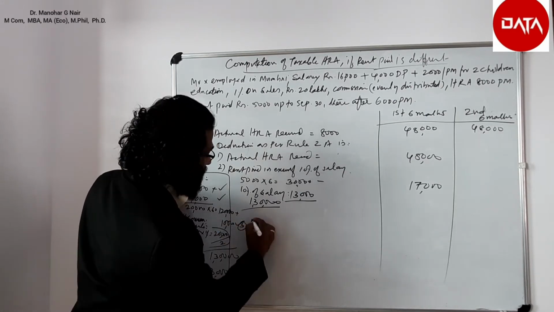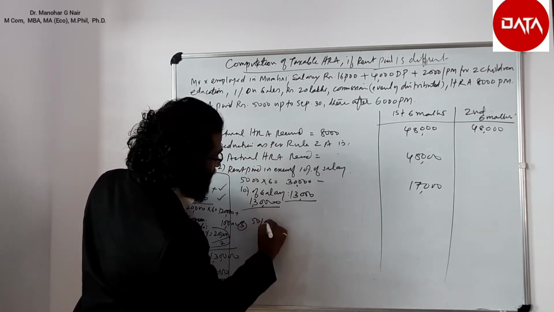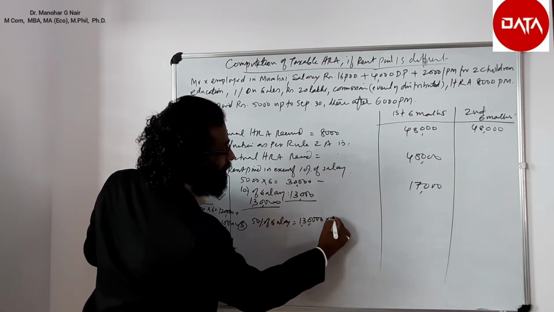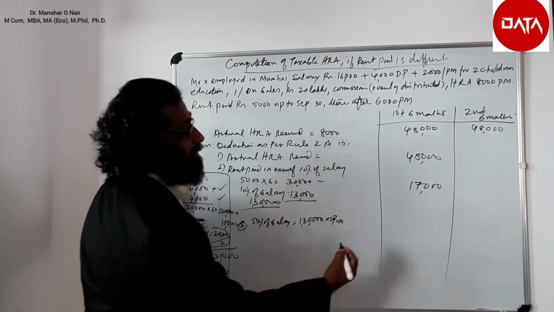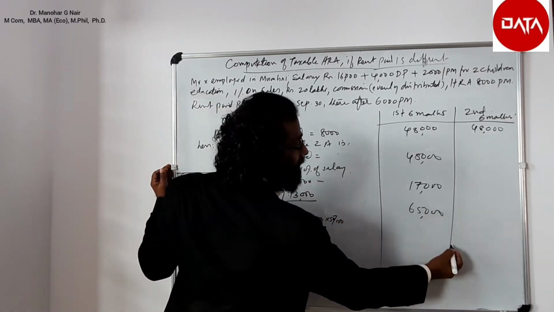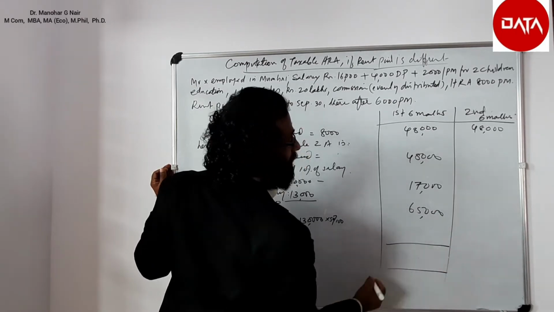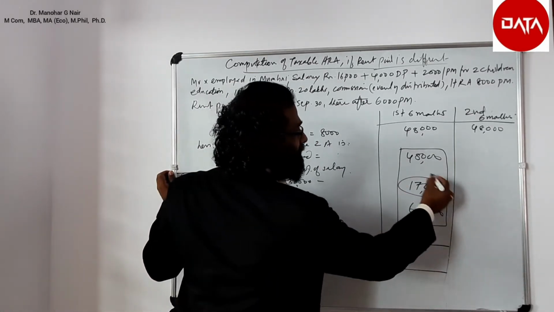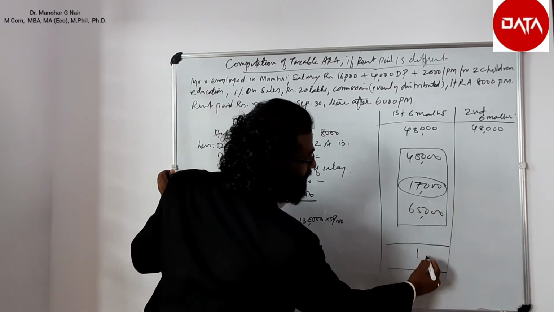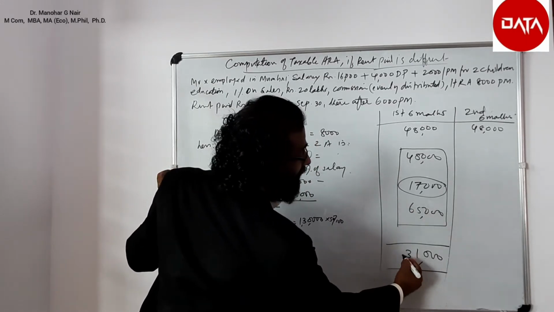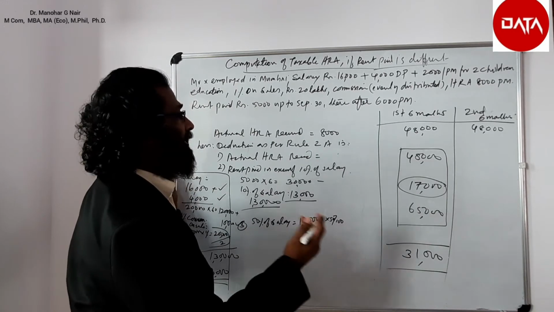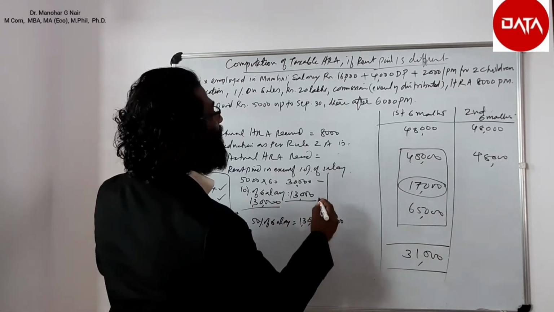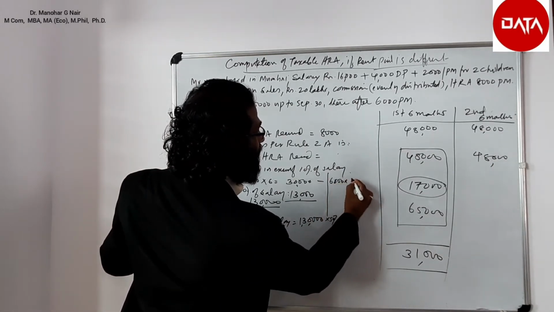Third value: it is in Mumbai, so 50% of salary. Salary is 1,30,000. 50% of that value is equal to 65,000. This is the case of the first period. Least among the three will be exempted. So the least among these is 17,000. So the taxable portion is 31,000 in this case.